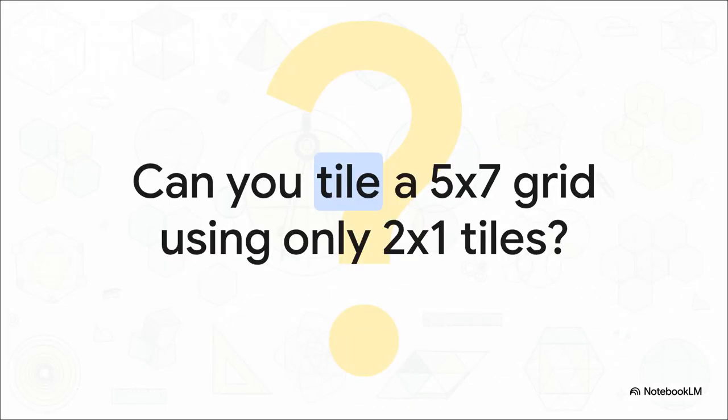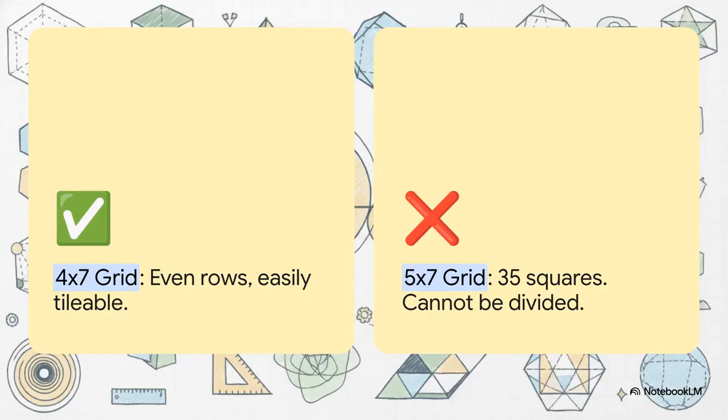And that brings us to a fantastic logical challenge from the source material. Imagine you have a rectangular grid that's 5 squares wide and 7 squares long. Can you cover it perfectly with rectangular domino-like tiles that are 2 squares long by 1 square wide? Take a second. Really try to visualize how you might lay those out in your head. Let's look at the math before you try to mentally force those pieces onto the board.